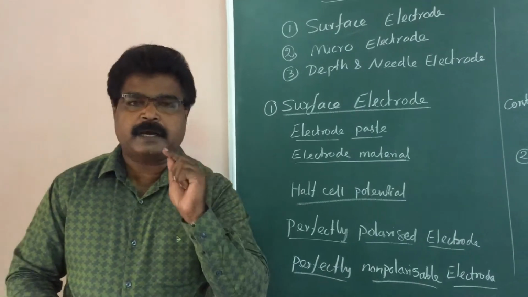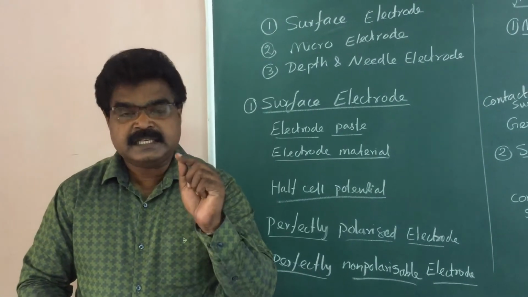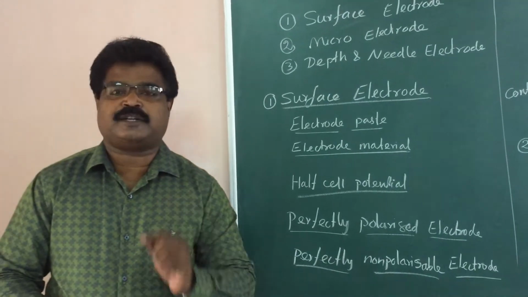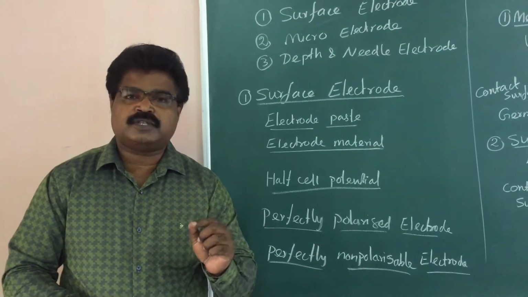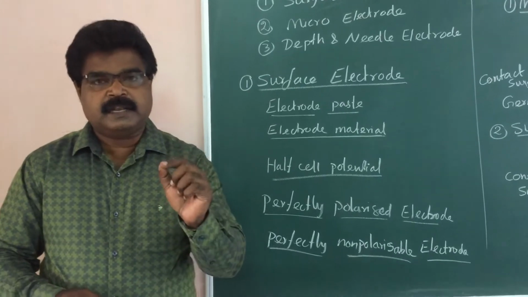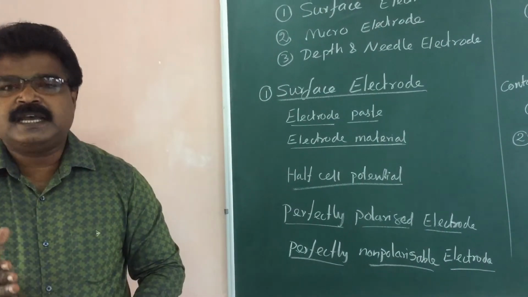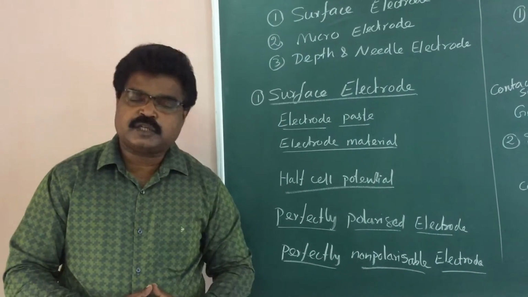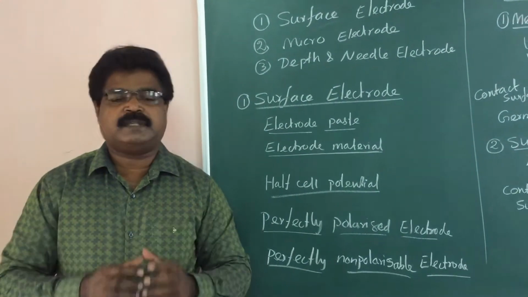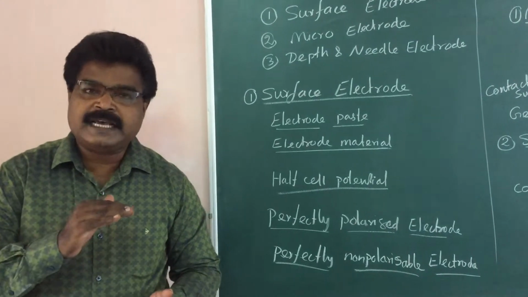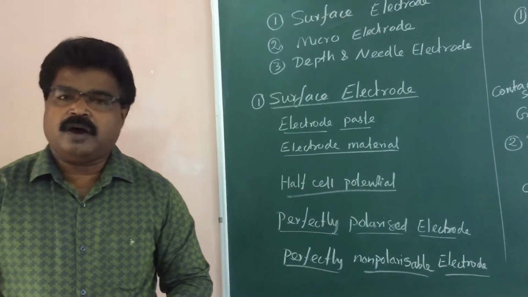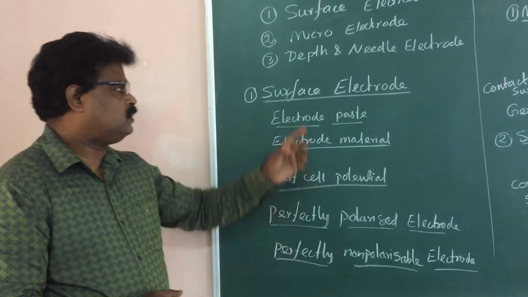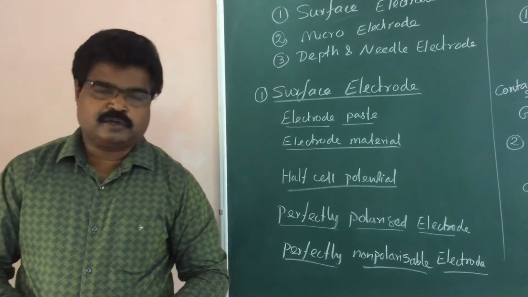Microelectrode is used to pick up the potential within the cell or nearby the cell. That's called a microelectrode. The microelectrodes are used to pick up the signal within the cell as well as nearer to the cell. The last one is the depth and needle electrode. It is used to pick up the signal from a localized area of the brain or a localized area of muscles. So that is called the depth and needle electrode.